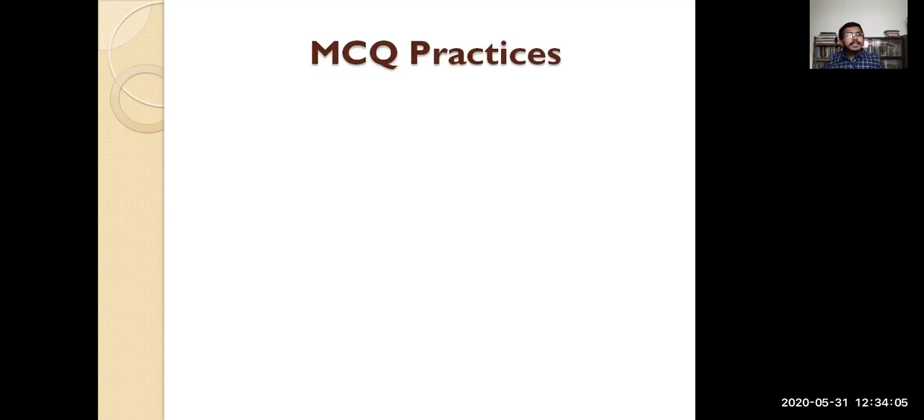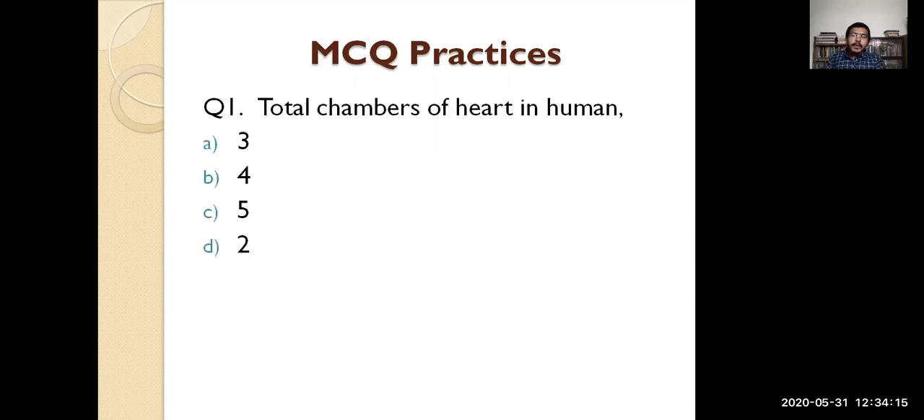So we have completed the circulatory system of the human body. Now we will discuss a few of the important MCQ questions so that you can tackle them in your examination. Total number of chambers of the heart in the human body, that is 4. We have already discussed this.